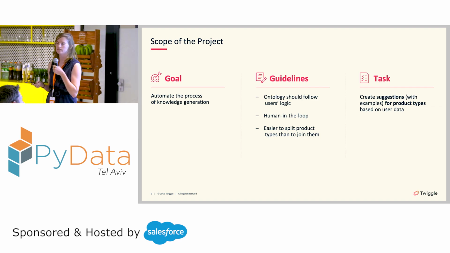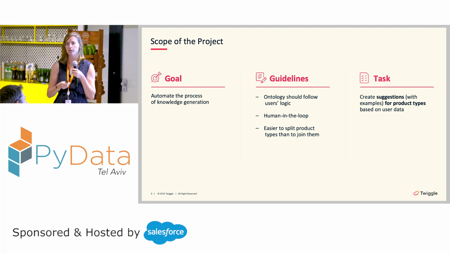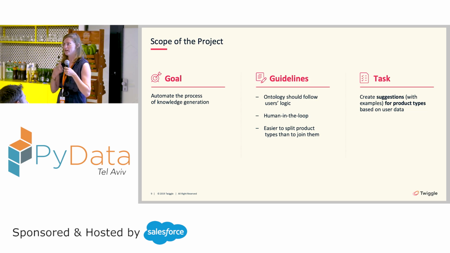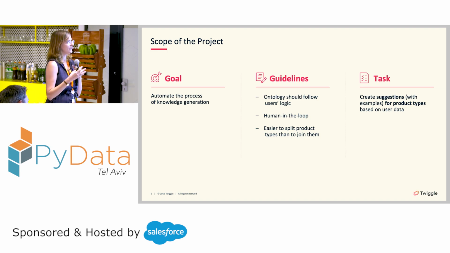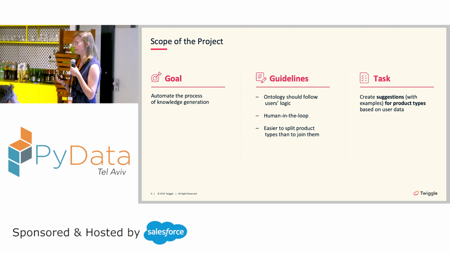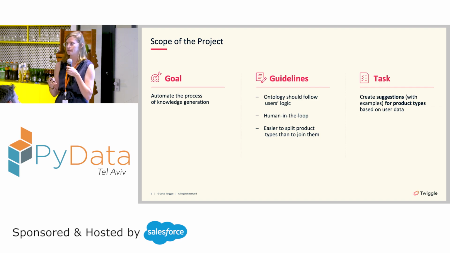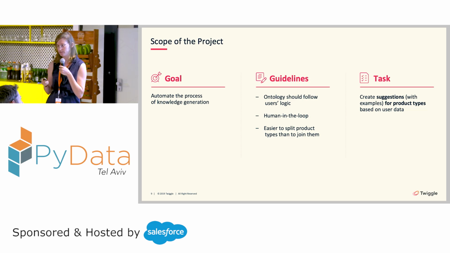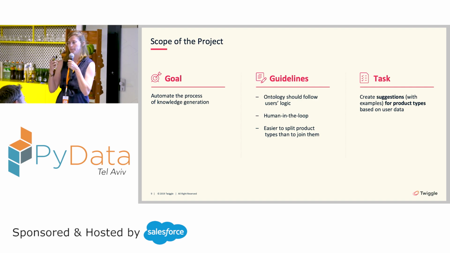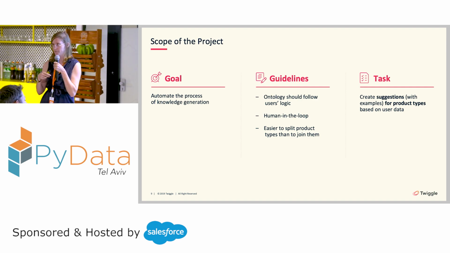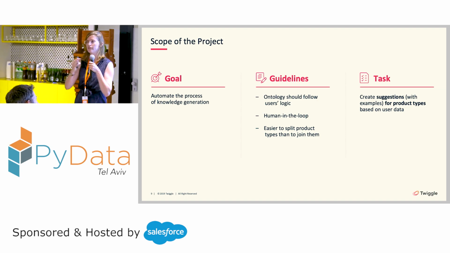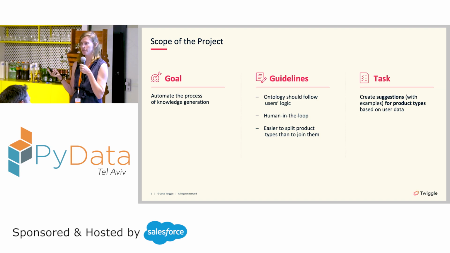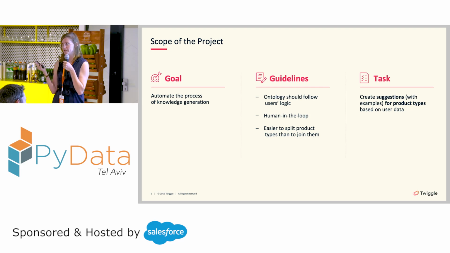We have very talented domain experts in Twiggle, and I want to keep them in the process because I don't think I can reach their level of understanding and their level of building the knowledge. That's why I want to create suggestions for product types based on user data, and I want to give these suggestions to our domain experts in Twiggle. And the last assumption, the last guideline, which I'm going to go back to later, is that it's going to be easier for a person to split product types than to join them. So if our domain experts have to look at all the different product types and then think, oh, maybe this is like this, maybe I should connect them, it's going to take them longer than just looking at a single product type and maybe needing to split it.